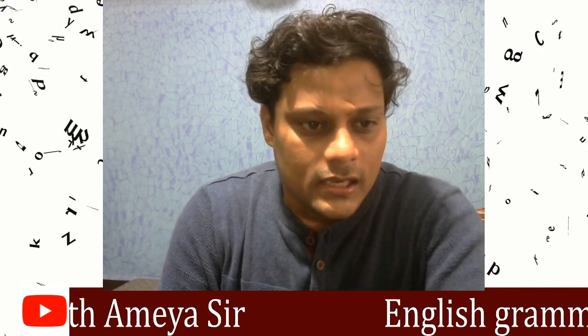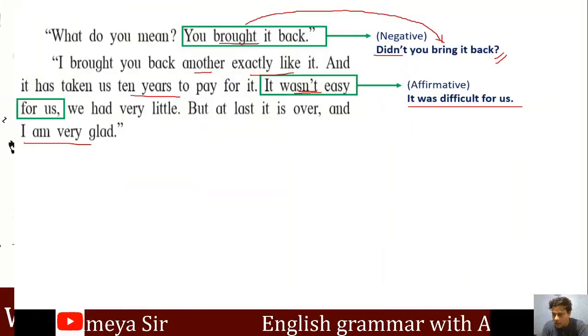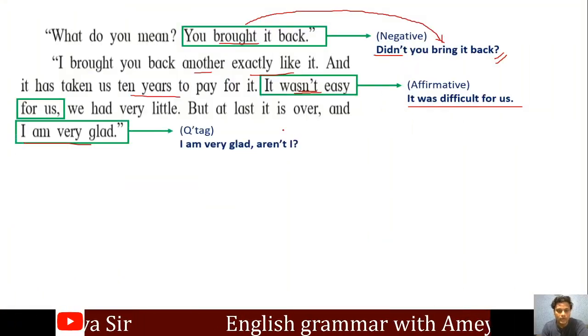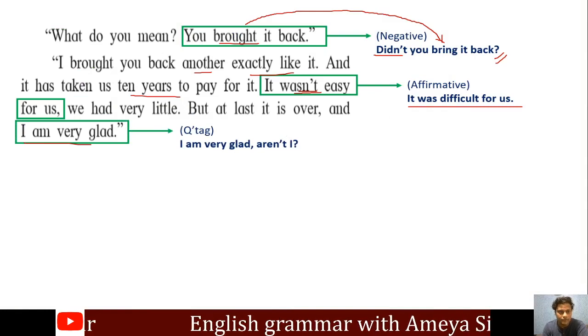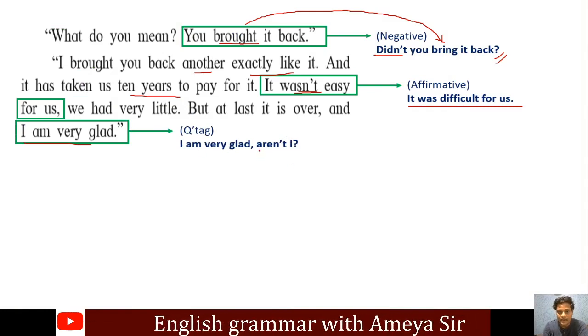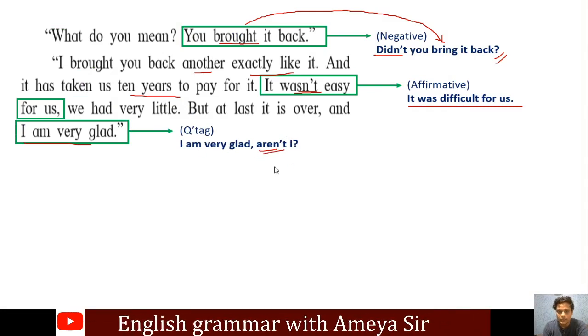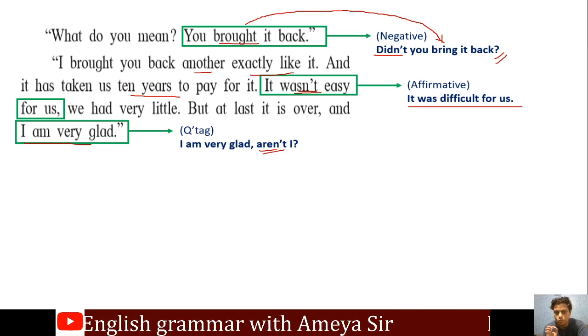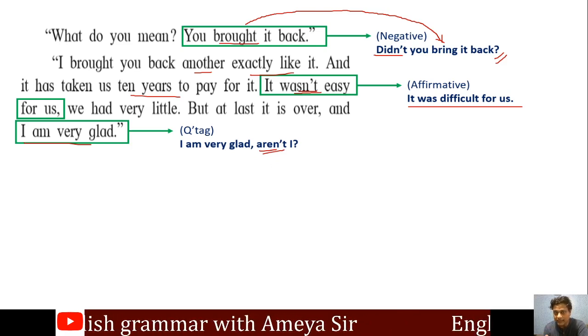Okay. Is there anything else before we start the countdown? Let's see. Yes, there's one more entry. Question tag. I am very glad. I am very glad, aren't I? And so many times I have discussed this, that you are not supposed to use the word ain't.